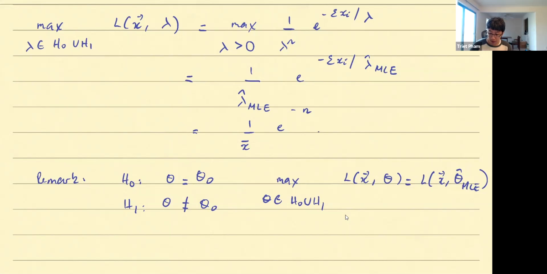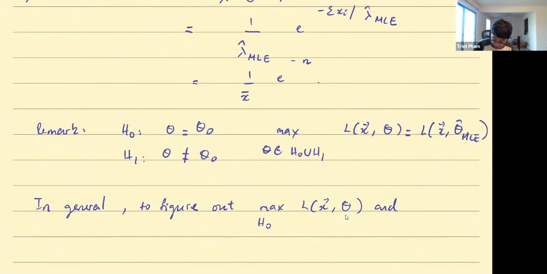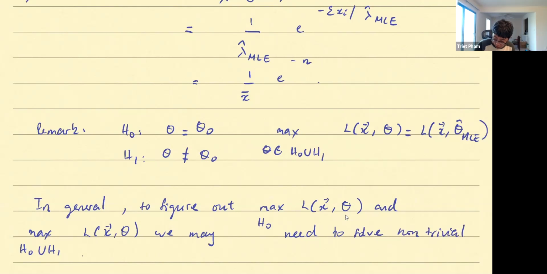But remember that last time I said, in general, to figure out the max over the null of this, and the max over the alternative of this, we may need to solve, let me just say, a non-trivial optimization problem.